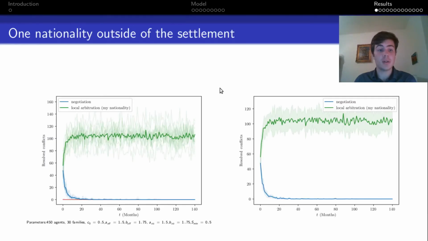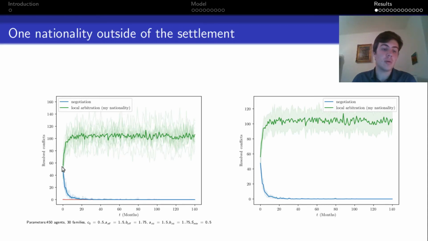Now let's finally see some results. We will start with a simple situation when we have just one nation outside of the settlement, so there is only a possibility of negotiation and local arbitration. There is a time scale and number of resolved conflicts. Here we see multiple runs of the simulation with the same set of parameters.